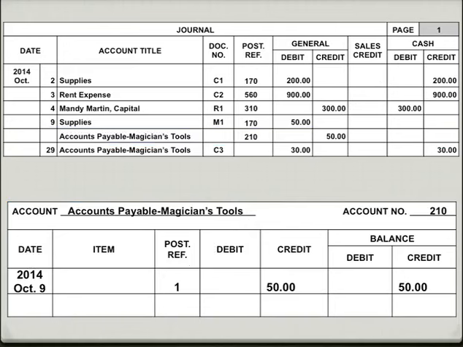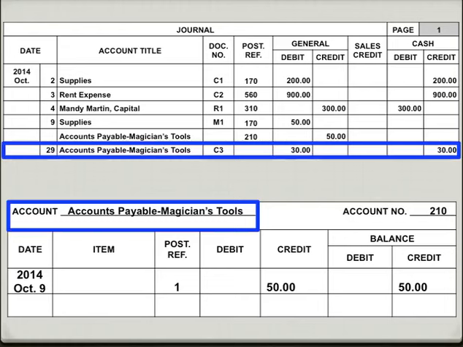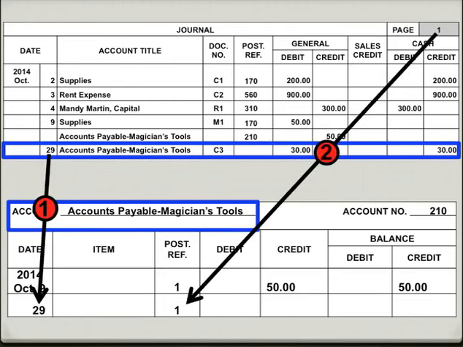The last entry also affects Magician's Tools. Because we have already written an entry in this account, we need to move down to the next line. First, we write the date. Then we write the journal page number. Then we write the amount. This was a $30 debit.